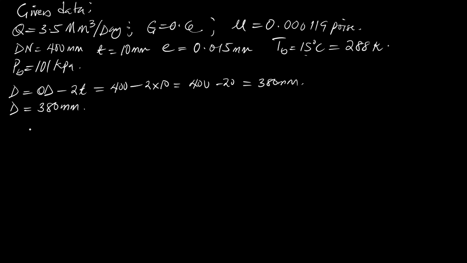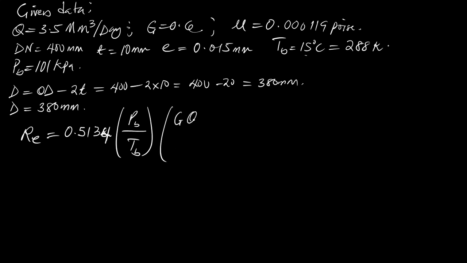Now we'll use the Darcy-Weisbach equation to calculate our friction factor. Before we do that, we need to know if it's a laminar flow or turbulent flow. For us to do that, we need to calculate our Reynolds number. So the Reynolds number is equal to 0.5134 times the base pressure divided by the base temperature times gas gravity times the flow rate divided by the viscosity times the diameter.